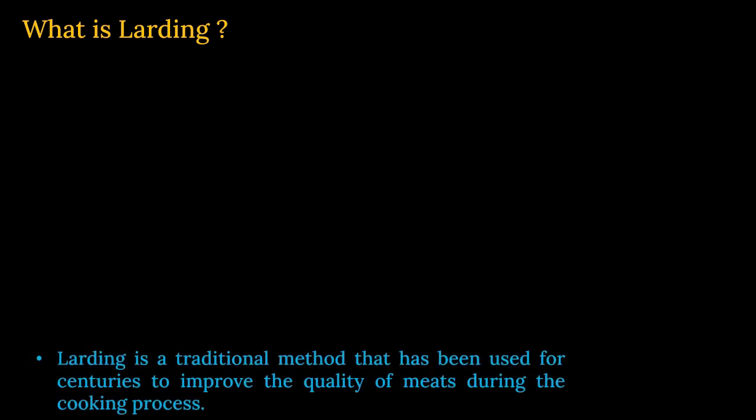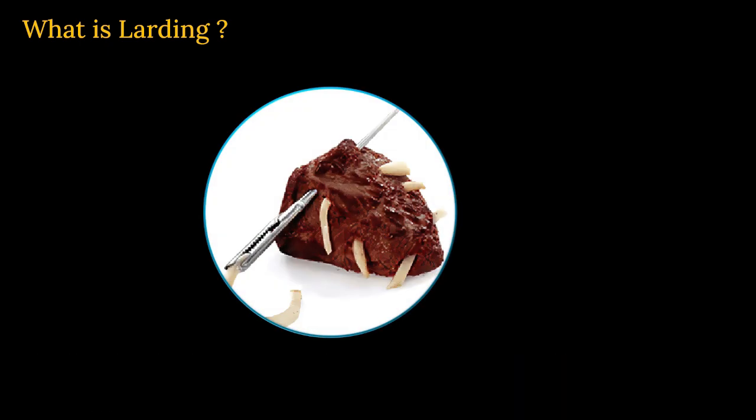Larding is a traditional method that has been used for centuries to improve the quality of meat during the cooking process. Now this is all theory I have explained. Now let us see the image. You can see the chunk of meat which has hardly any impression of fat present. This is the larding needle you can see, and these are the pork strips or lardons.